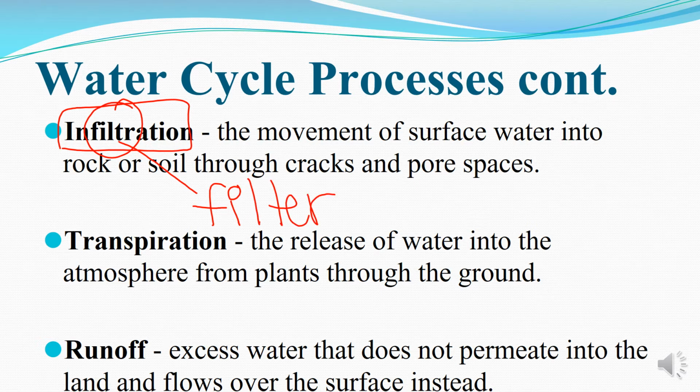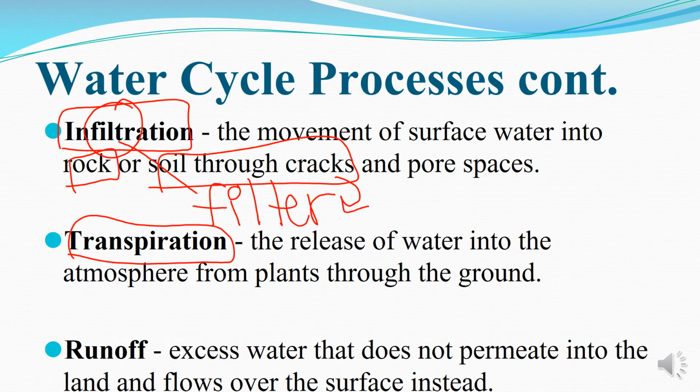If you were living in the desert and you didn't have anything, you can find fresh water moving through, or even river water moving through rocks, or through cracks of rocks and pore spaces, because it's filtered out and you're actually safe to drink it. All right, so next is transpiration.